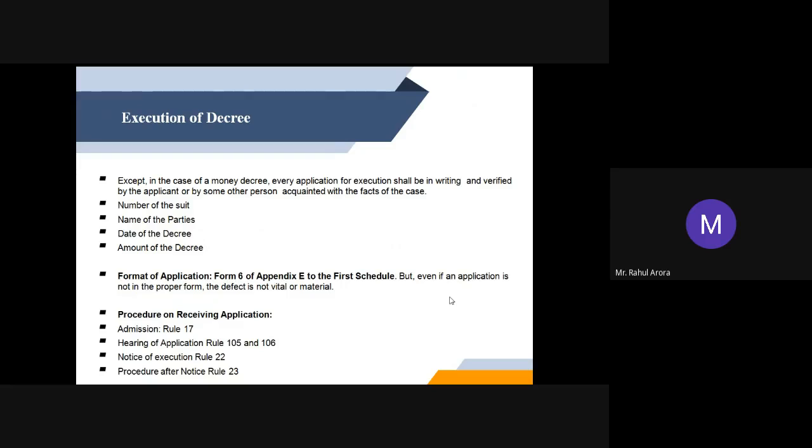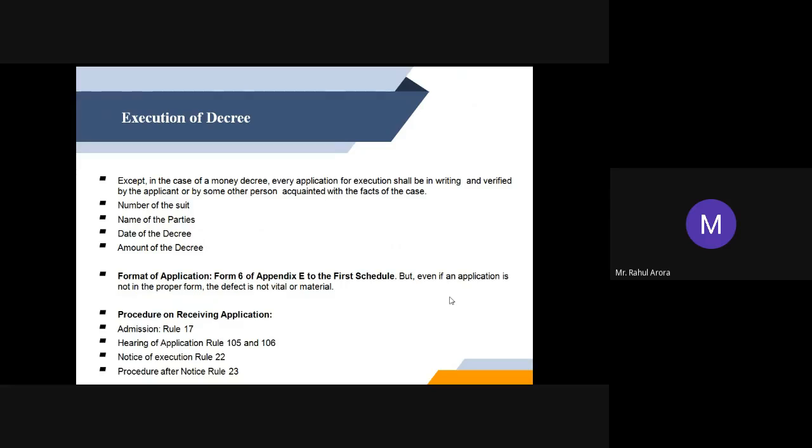But even if an application is not in the proper format, the defect is not vital or material. Why? The defect is not vital or material because of the sole reason that procedural law has been made the handmaid of justice, as correctly laid down by Justice Krishna Iyer.